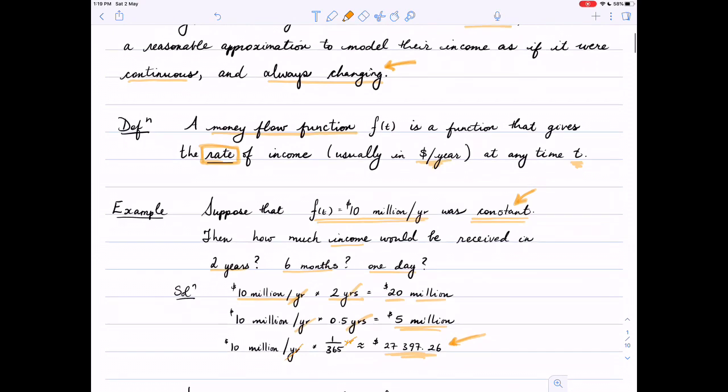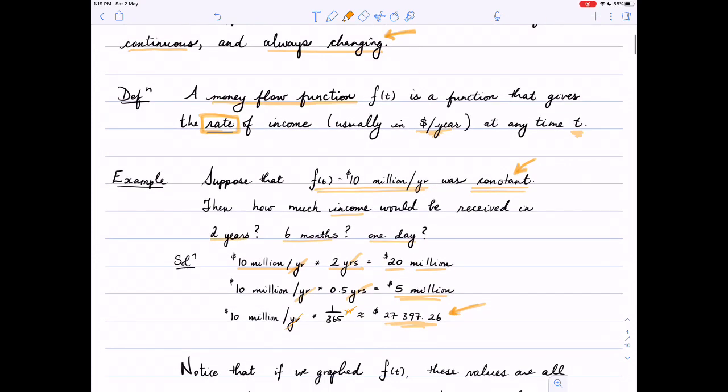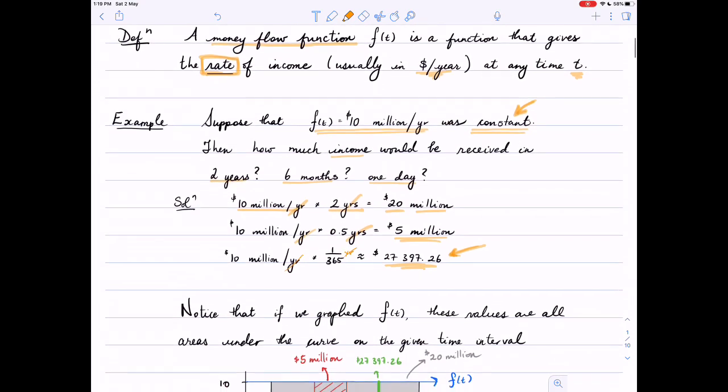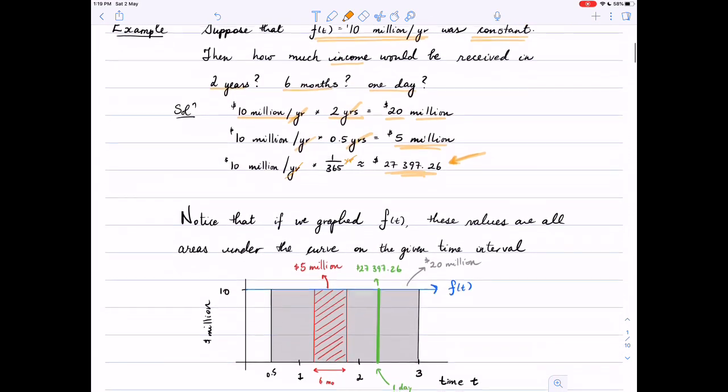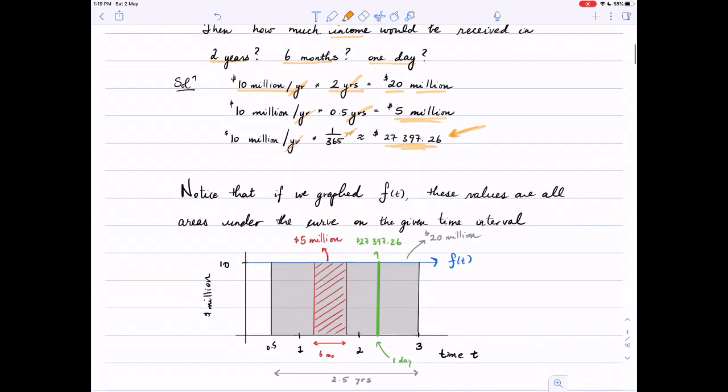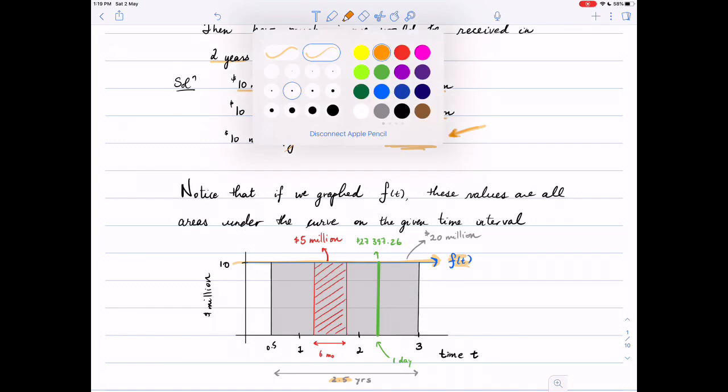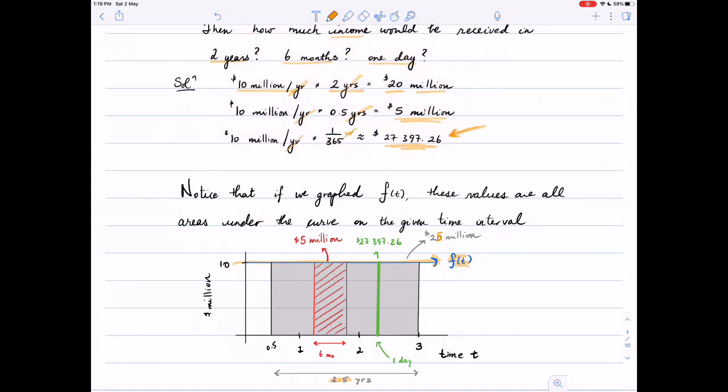Let's make one observation here before we let that rate change. If we graphed our constant rate, then it is a straight line at $10 million. Here is f of t. And each of these amounts, I made a little mistake. 2.5 years here where it's only 2 years above. Regardless, you get the same idea. So that's not 20 million, that is 25 million. This should be here, 25 million.